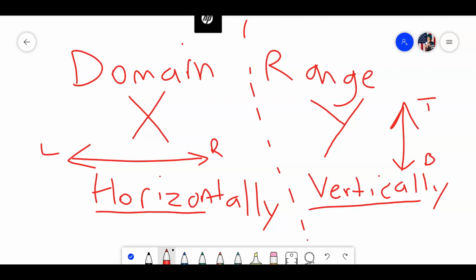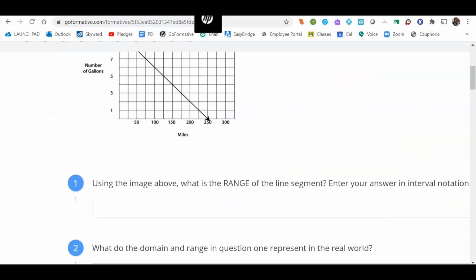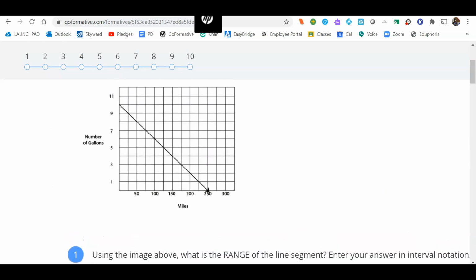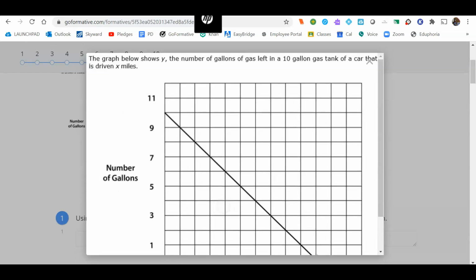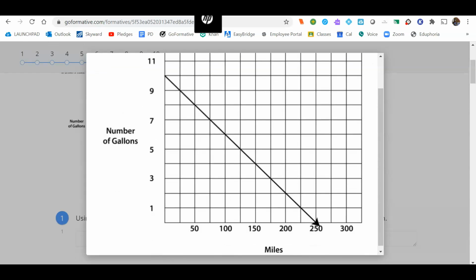So what was the question again? It says use the image above. What is the range of the line segment? Range means what again? From bottom to top. Don't go top to bottom. That would be backwards, right? So when I'm thinking range and I'm thinking the y-axis, I'm going to look at the vertical. So how far down does this go? Now, maybe you can see this arrowhead down here. That is right here on the y-axis. What is that y value at the bottom there?